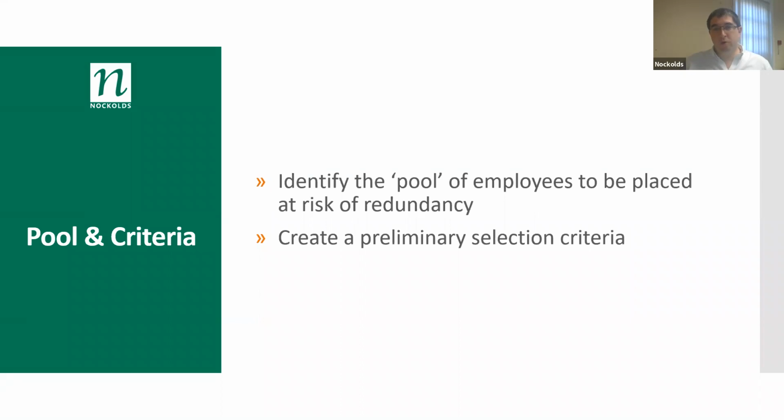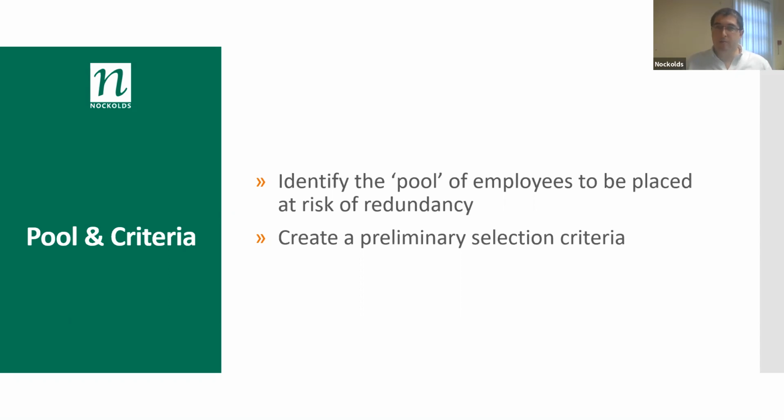We then move on to the start of the redundancy process proper, and that is identifying the pool of employees. Now, what do we mean by pool? Well, that is the group of employees who you wish to place at risk. So if you have vacancies in team A, you're not going to be placing them at risk, but if you have too many people in team B, your pool may well be team B.